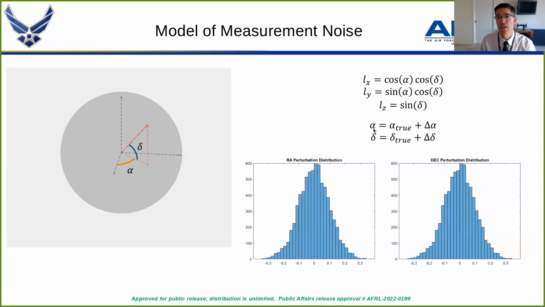He has it in this form. We have alpha. So this alpha is right ascension. This delta is the declination. We have the true values, and he corrupts them in this manner, just adds it. And we chose a 0.1 degree, 1 sigma distribution for error on the line of sight unit vector measurements in this study. Okay, and next slide.